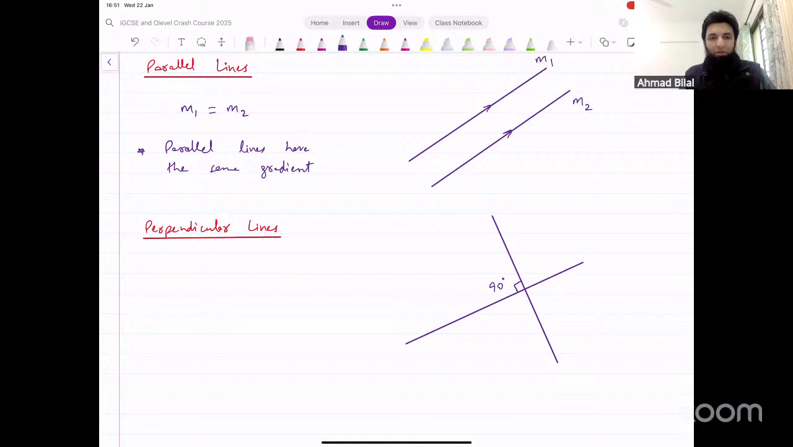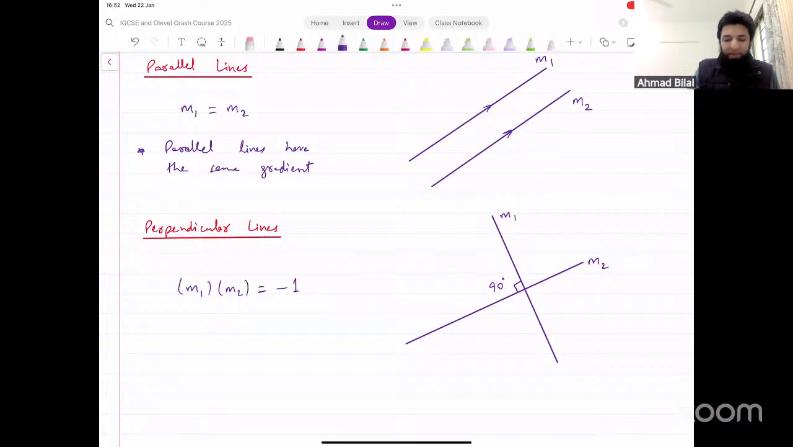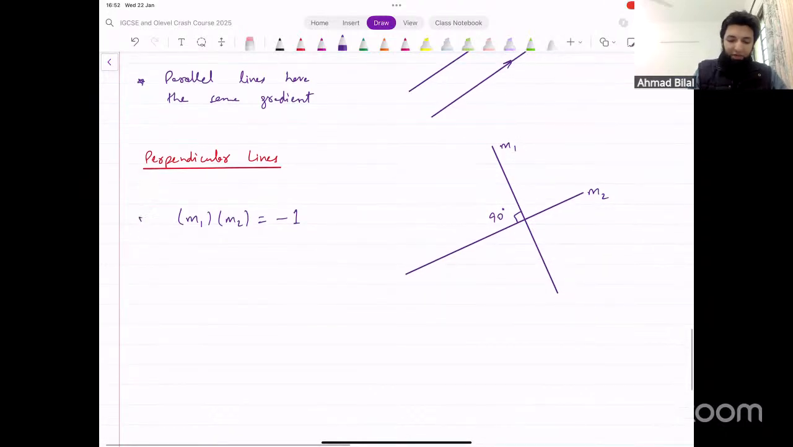Okay. Now, what about the gradients of perpendicular lines? If the gradient of one of the lines is m1 and the gradient of the other line is m2, then the gradients are related in this way: m1 times m2 is equal to -1. So when lines are perpendicular, the product of their gradients is always equal to -1. Now, this is a relation that you need to keep in mind.